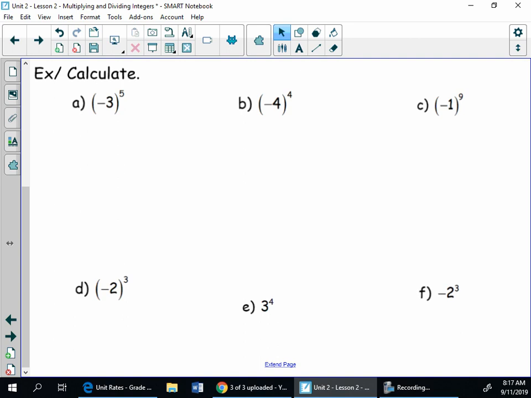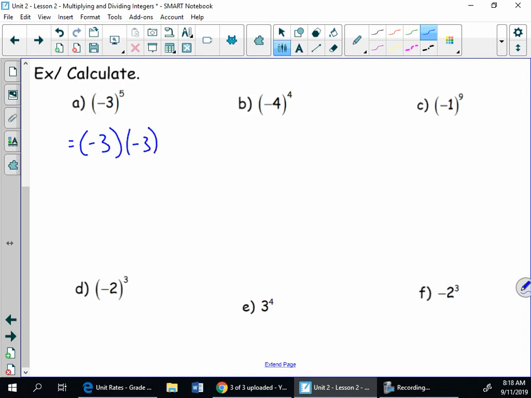Okay, if I look at the first one, negative 3 to the power of 5. I'm going to write this out the long way just so we can talk about it. Because what does it mean? It means negative 3 times negative 3 times negative 3 times negative 3 times negative 3. We don't really want to write that out. That takes way too long. So what we really want to think about is how many negative signs would I have? Well, 1, 2, 3, 4, 5. The same as my exponent.